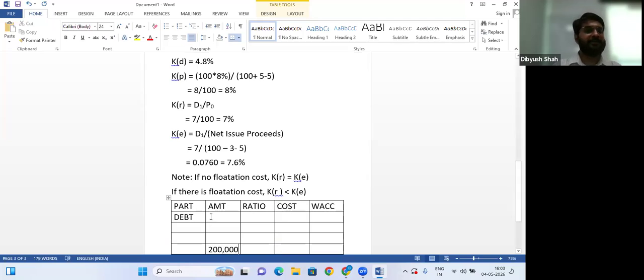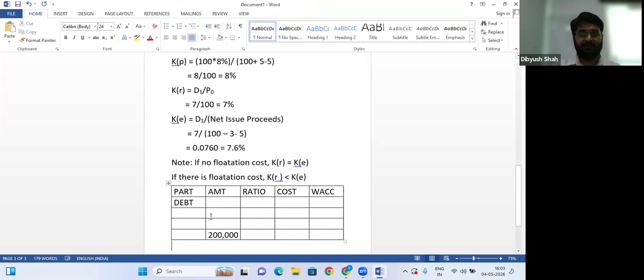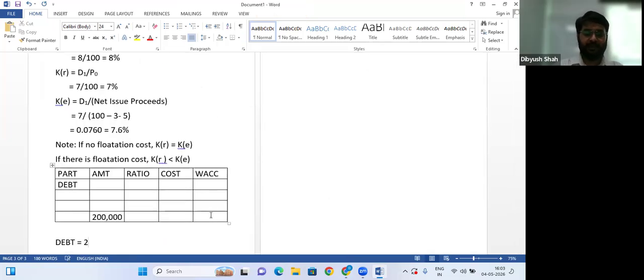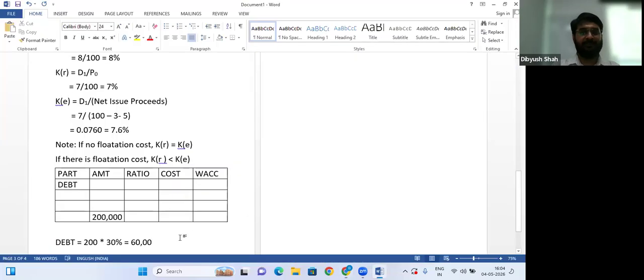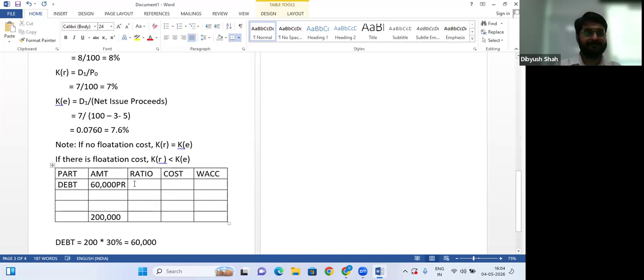So how much should be debt? 30% of this, multiply 200K into 30%. That is the amount of debt. Because they are telling, right, that this is the capital structure I want. They are telling also, this is my preferred capital structure. So I will issue 30% of debt. For preferred stock, I will issue 20%. And the cost of preferred stock is 8%.